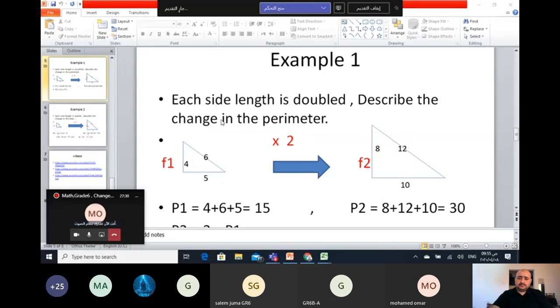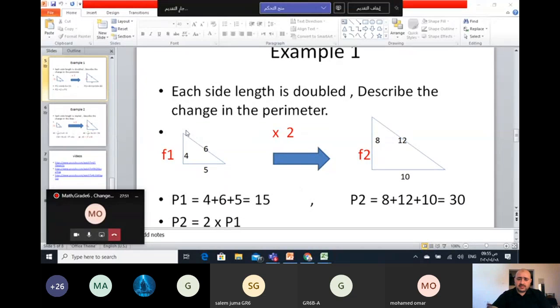Example 1. Each side length is doubled. What is the meaning of doubled? It means multiply by 2. Describe the change in the perimeter. So now I want to study the perimeter. The first step, I have this figure 1. Here we have 4, here we have 5, here we have 6, for example.